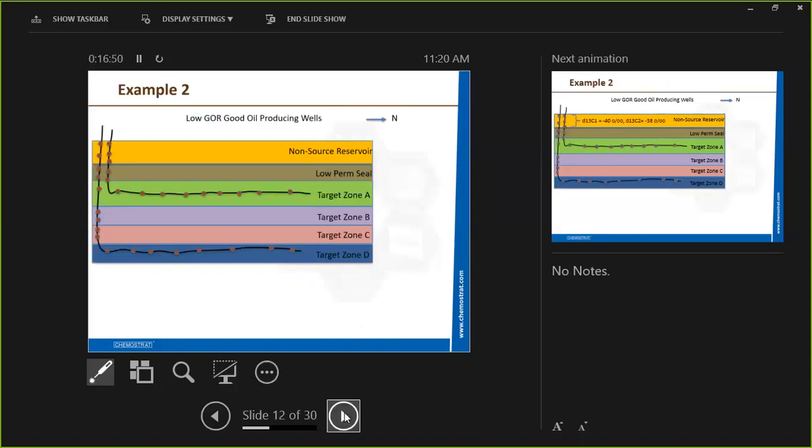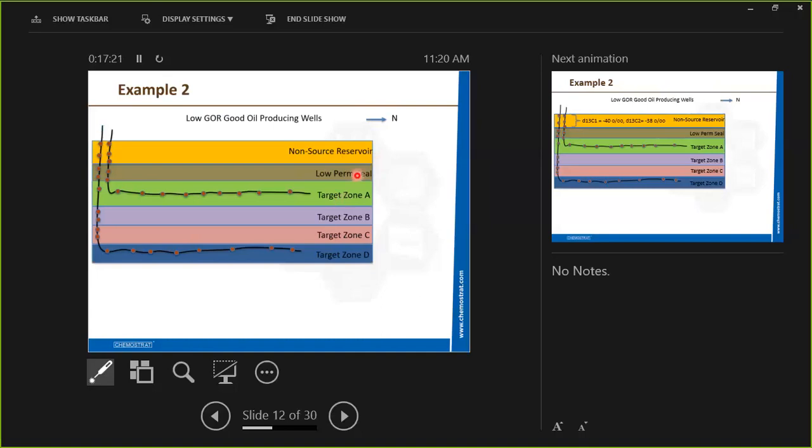All right. So the first well, it's an area that has low GR, good oil producing wells. So there's a couple of wells that are drilled. What I've shown here is sort of a non-source reservoir. It's a reservoir interval that some people might call a crap rock, where it's got poor porosity and perm from a conventional standpoint, but it still has some porosity and perm, certainly above what you might see in some mudstone targets.